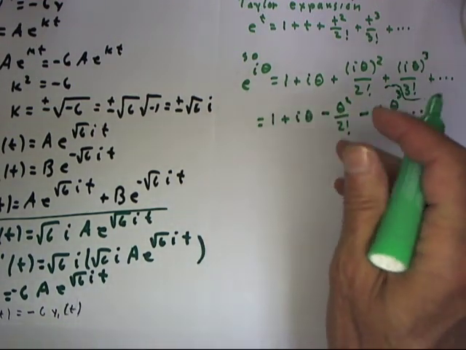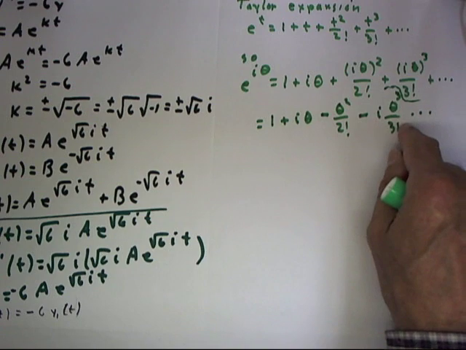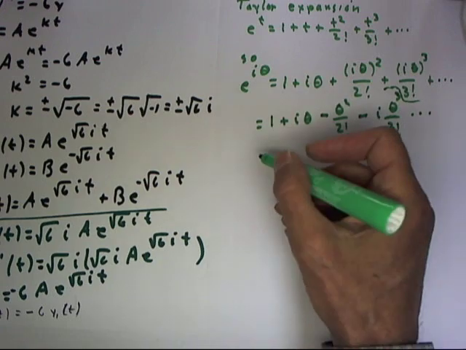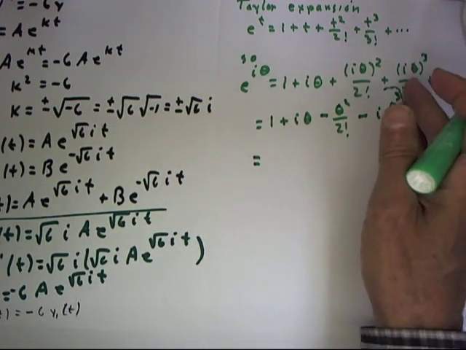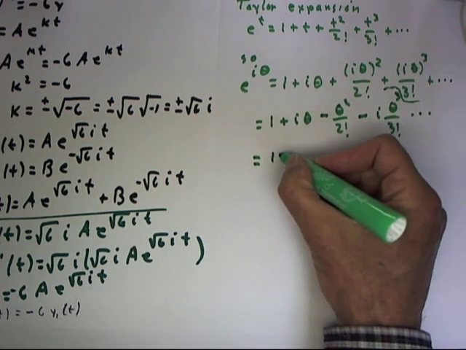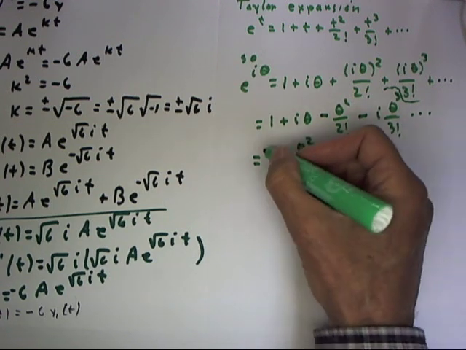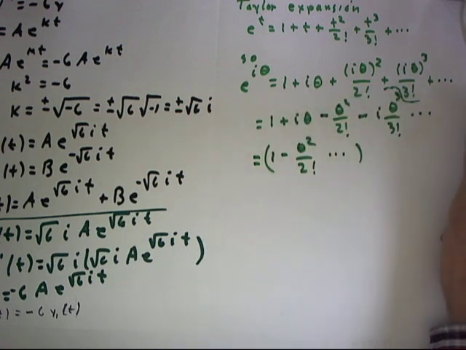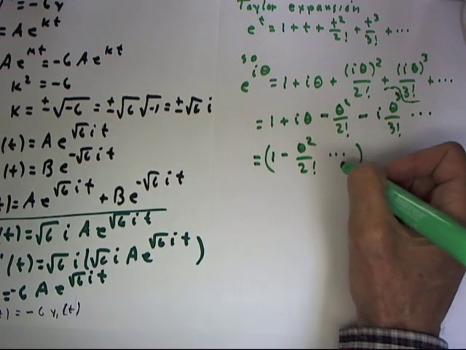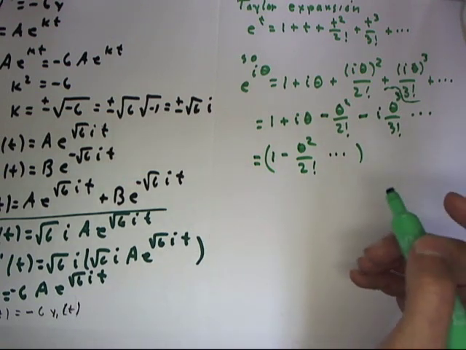Okay, now you notice that every other term of this expansion is going to be a real number with no i on it, and every other term is going to be a multiple of i. So we're going to separate the real and the imaginary terms. We're just going to say that this is 1 minus theta squared over 2 factorial, and that's going to go on. If we write out more terms, we can see the next one will be plus theta to the 4th over 4 factorial, and the next will be negative theta to the 6th over 6 factorial.